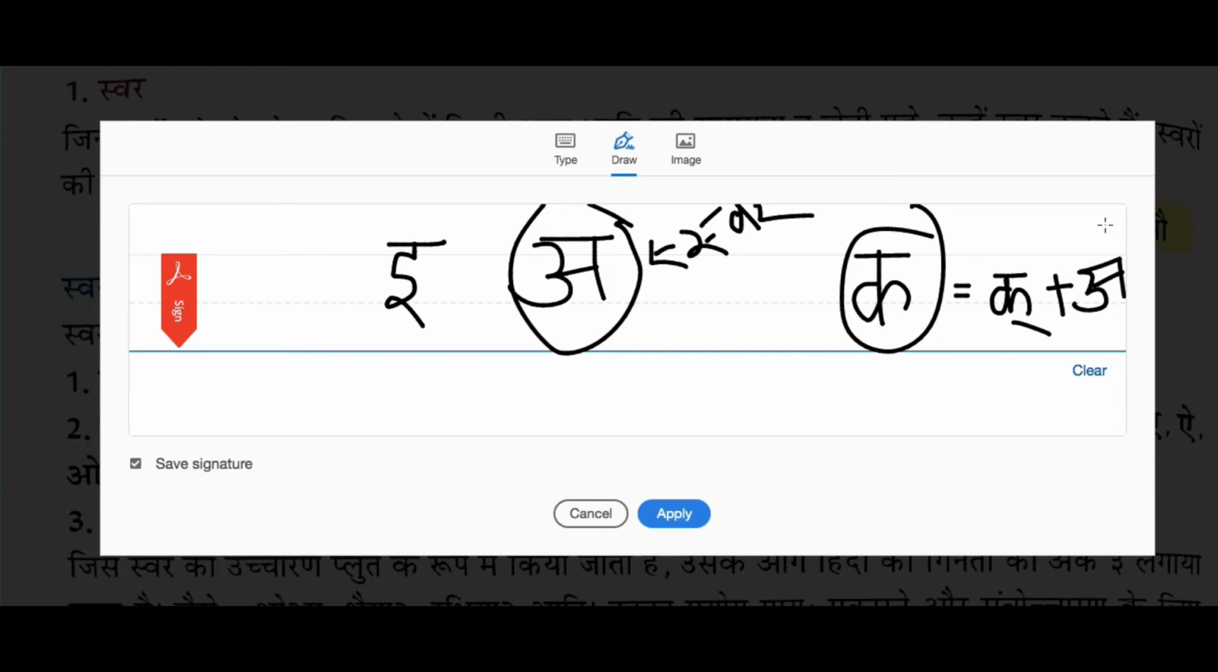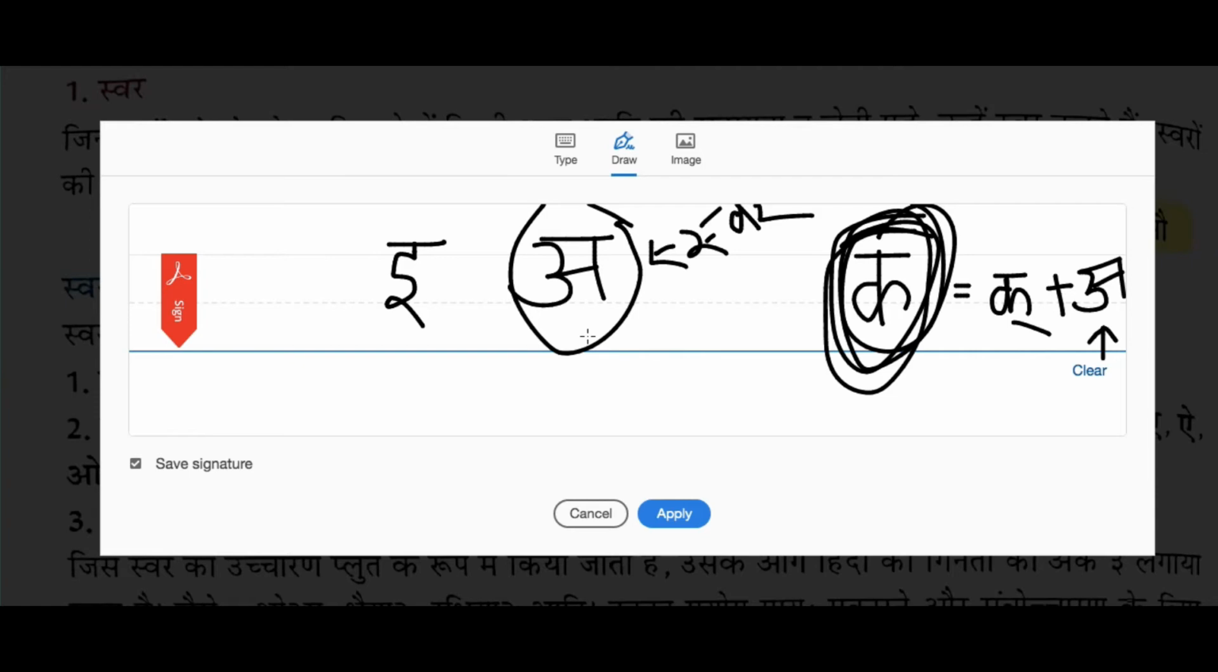When this a comes attached to this ka, then it completes this curve. So to write this vyanjan ka word, you need the support of this swar word. That's why it is written that the swar word doesn't need any support.